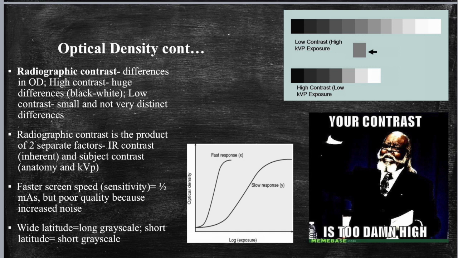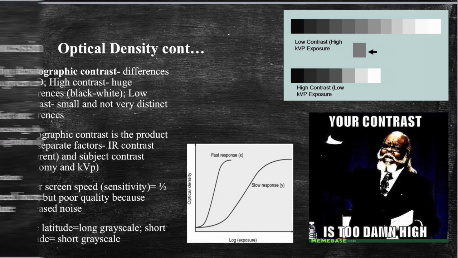Radiographic contrast shows the differences in optical density. High contrast has distinct differences of black and white, or a short grayscale, while low contrast has small or not very distinct differences, or a long grayscale. Radiographic contrast is the product of two separate factors: IR contrast, which is inherent, and subject contrast.